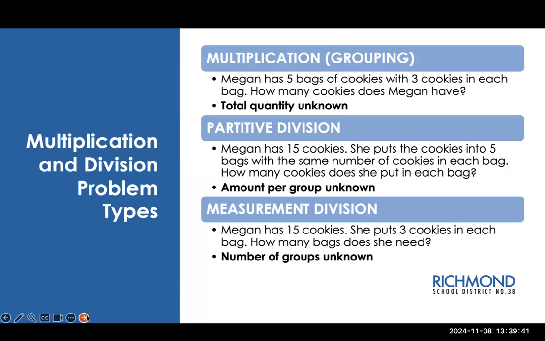For measurement division, how many are in each bag is known, but the number of groups, or how many bags, we don't know. So how many groups is what is unknown. Megan has 15 cookies. She puts 3 in each bag. That's measuring out the unit of 3 cookies. That's kind of how you can think about why it's measurement division. You're measuring out the unit of 3 cookies, and then you figure out how many bags she needs. And so there's a bit of trial and error with measurement division. We could guess, and then we could test, or we could just put them out in groups and then count up how many groups we've made.